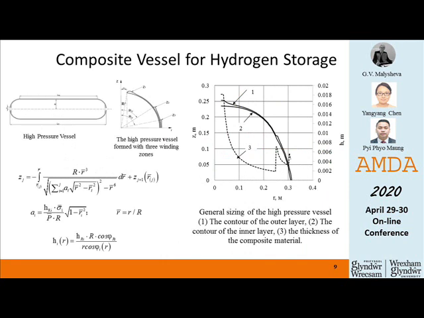I'll study the curing process of the high-pressure vessel made of carbon fiber. The high-pressure vessel is formed with 3 widening zones. Here is shown its size. There is a different thickness in the cross-section of the bottom of the high-pressure vessel. Its thickness varies from 1.9 mm to 18.1 mm.